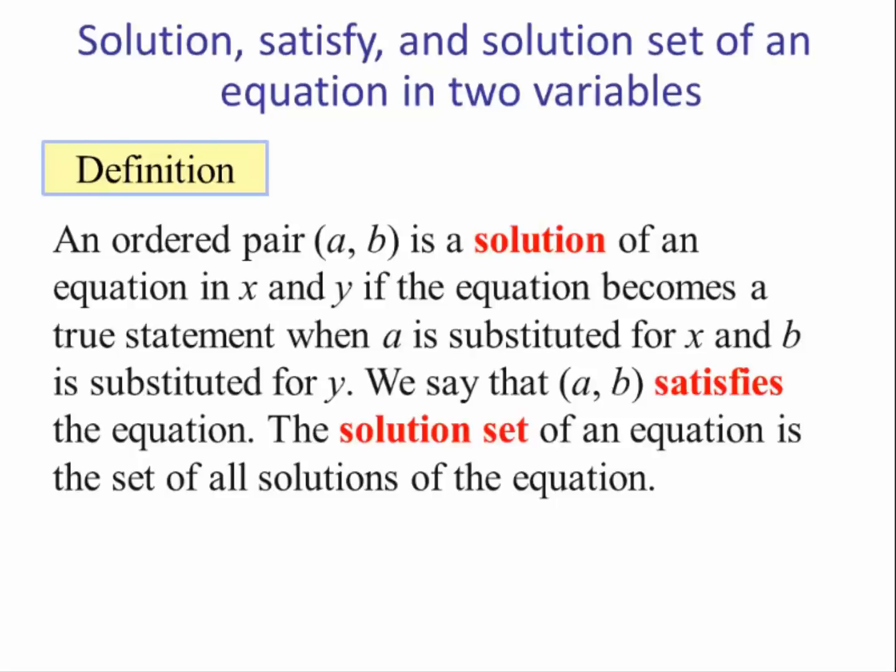An ordered pair (a, b) is a solution of an equation in x and y if the equation becomes a true statement when a is substituted for x and b is substituted for y. We say (a, b) satisfies the equation. The solution set of an equation is the set of all possible solutions of the equation. And as we'll see in this video, the solution set to an equation that fits the form y equals mx plus b is always going to make a line.